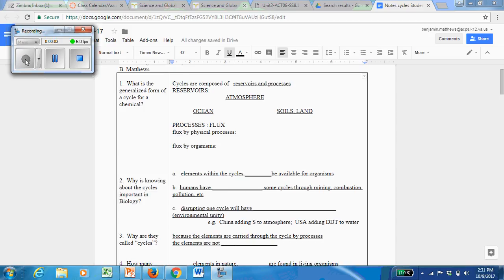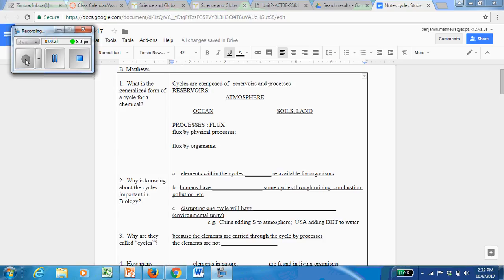This is Mr. Matthews, and these are your notes on cycles. Today's topic in class will be covering mostly the carbon cycle and the nitrogen cycle. Of course, for all the elements that we talk about, there's a cycle for that. But the two most important ones are carbon and nitrogen, in referencing biology.